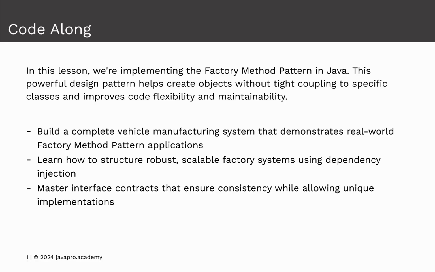We'll build upon the concepts you've already learned, creating objects without tight coupling to specific classes, and show you how to structure a robust, scalable factory system. By working through this hands-on implementation, you'll see exactly how the factory method pattern solves common object creation challenges. You'll also discover how it makes your code more flexible and maintainable. Now we can dive into building our vehicle manufacturing system and see the factory method pattern in action.